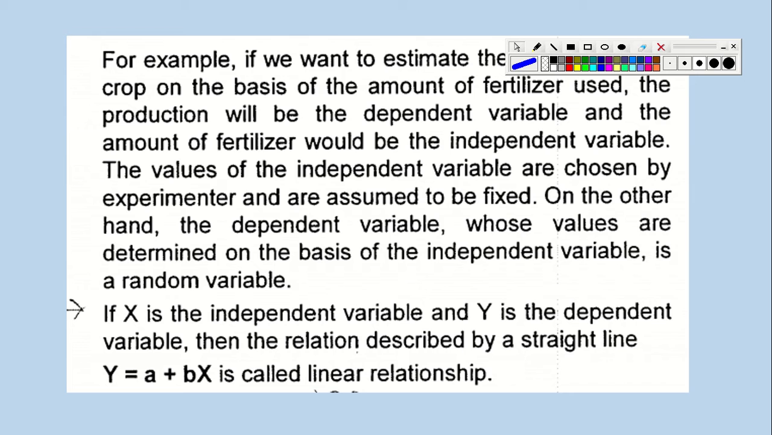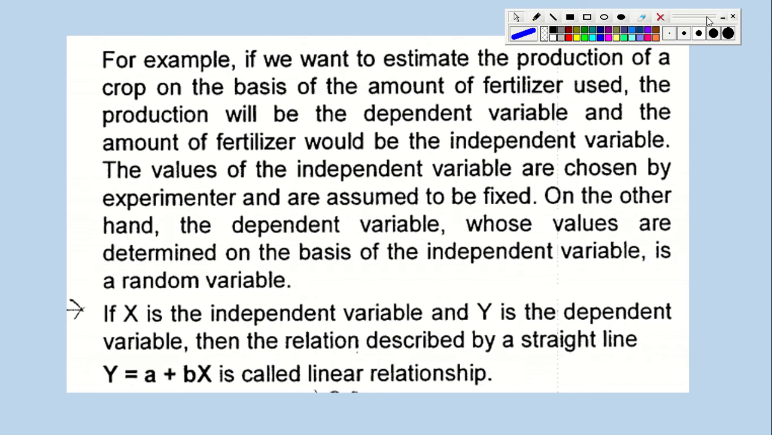For example, if we want to estimate the production of a crop on the basis of the amount of fertilizer used, the production will be the dependent variable and the amount of fertilizer would be the independent variable.